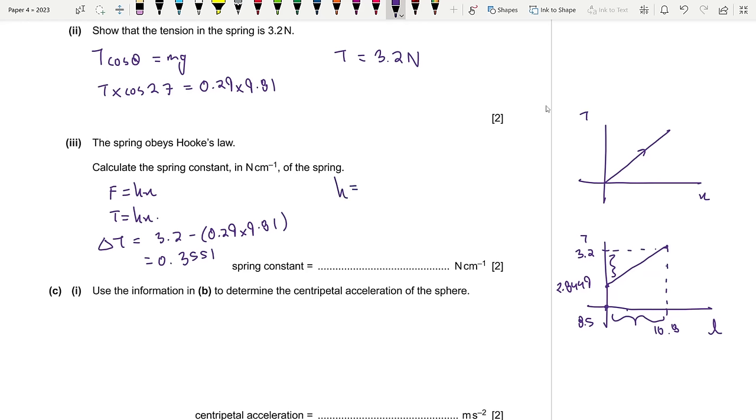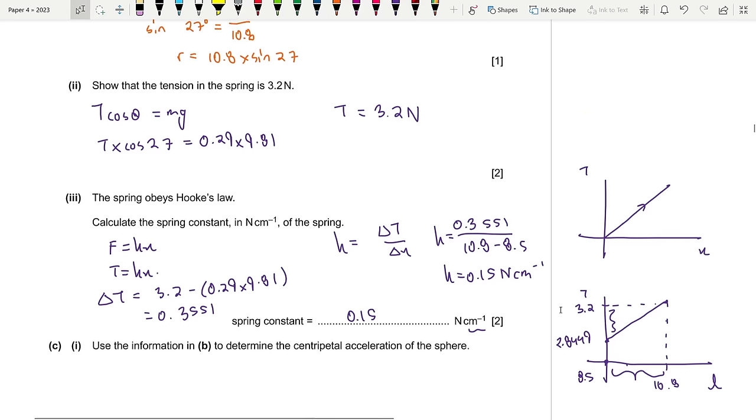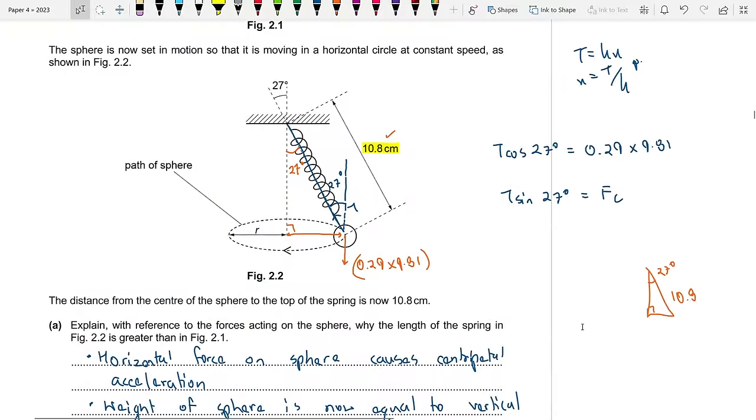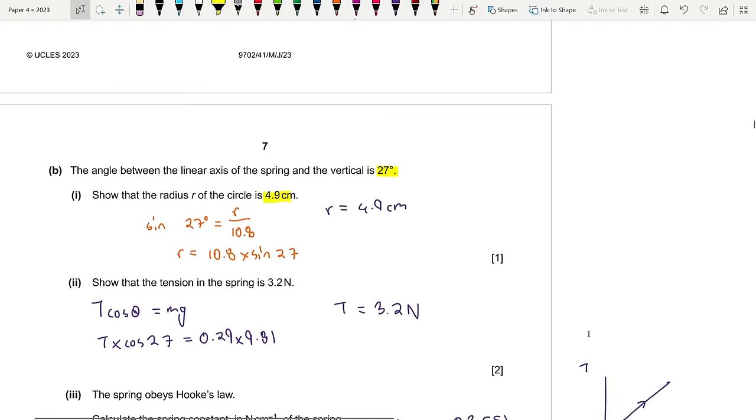Now, K is going to be equal to del T by del X. So 0.3551 divided by the change in extension, in centimeter, which is 10.8 minus 8.5. That gives us a value of 0.15 Newton per centimeter to two significant figures. Hopefully, that's fine with you guys. Tricky question, though. Not everyone's cup of tea. This whole paper is very tough.